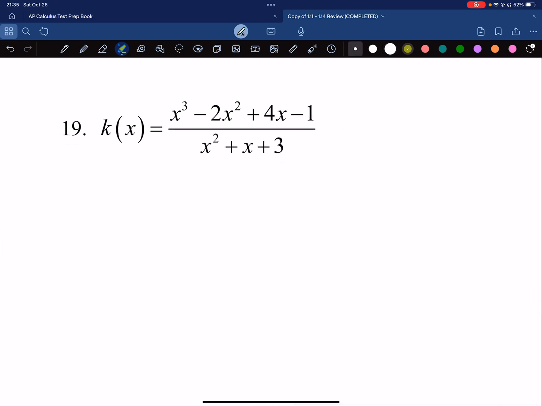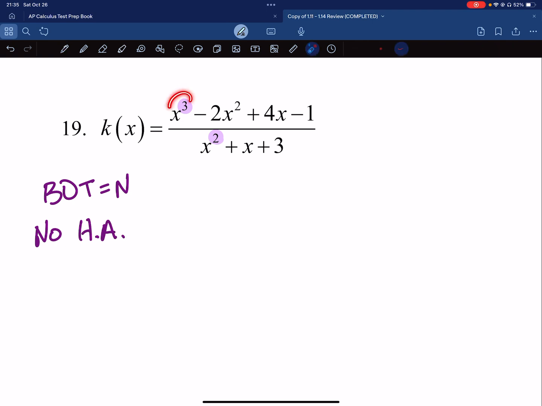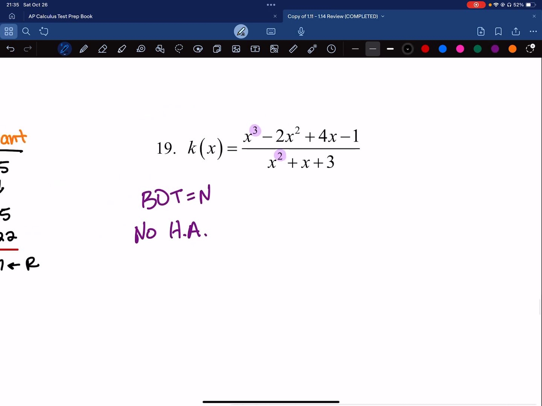We see that we have a degree of 3 on top, a degree of 2 on bottom. So this is a case where, again, it's bigger on top. So there is no horizontal asymptote. My top degree is exactly 1 degree bigger than my bottom. So we can find our slant asymptote by performing long division. So we have x cubed minus 2x squared plus 4x minus 1 divided by x squared plus x plus 3.